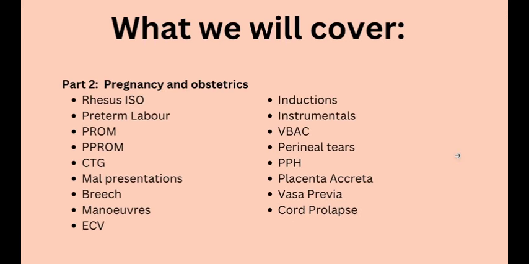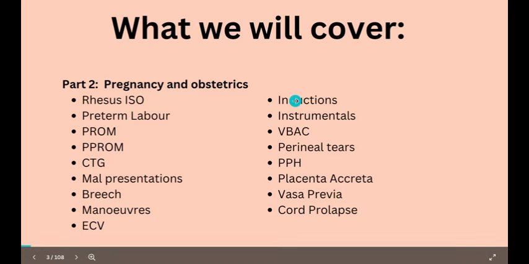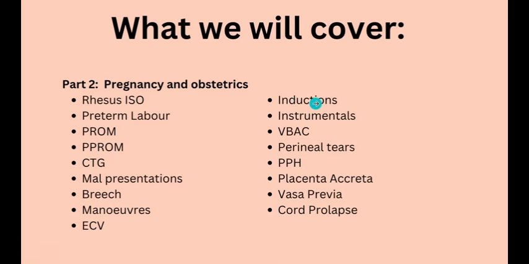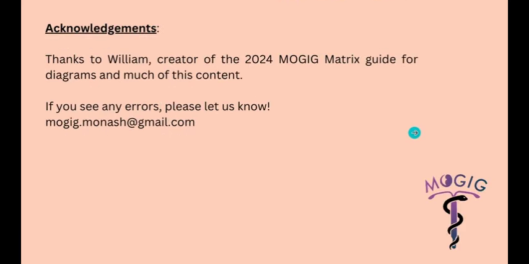Then part 2 will focus more on later stage pregnancy issues such as Rhesus Isoimmunisation, preterm labour, PROM, PPROM, CTGs, malpresentations including breech, some of the manoeuvres you need to know for breech, what an ECV is and a little bit about that, a little bit about inductions, VBACs, perineal tears, postpartum hemorrhages, placenta accreta, vasa praevia, and then finally cord prolapse. So let's get started.